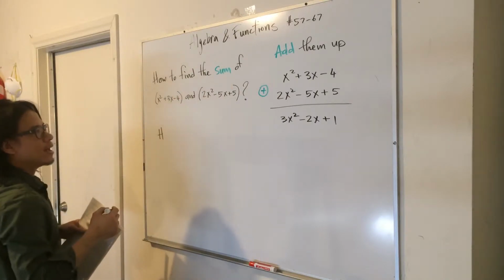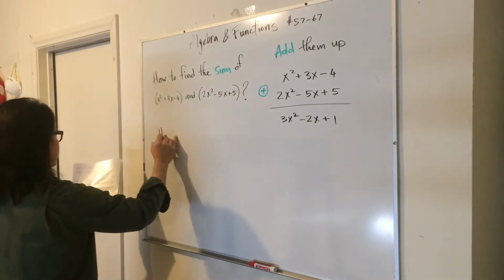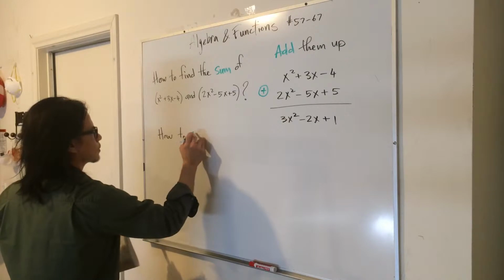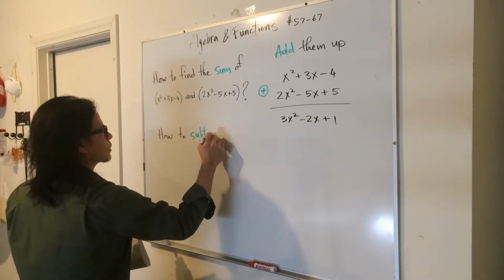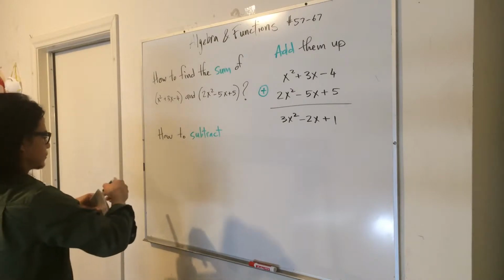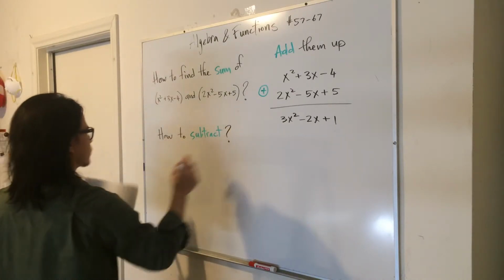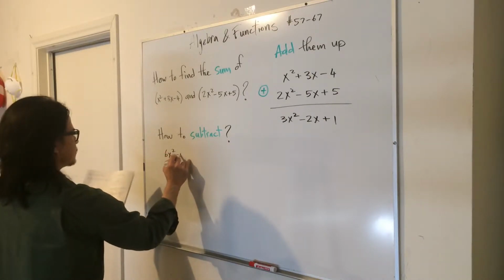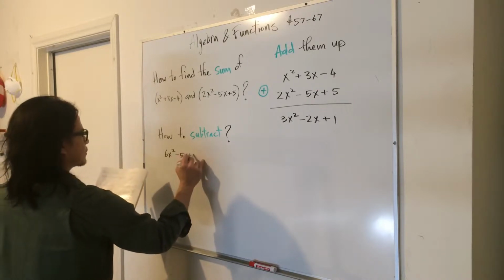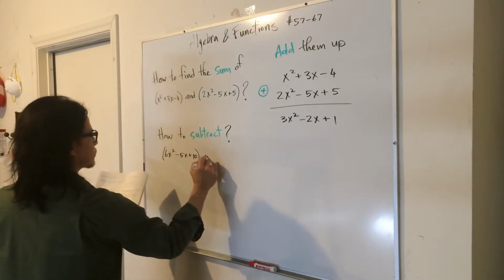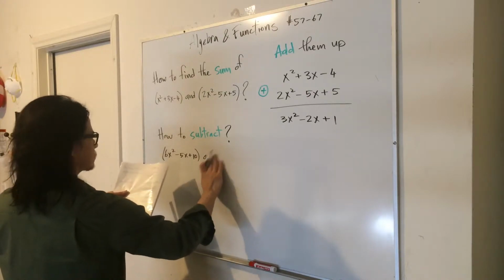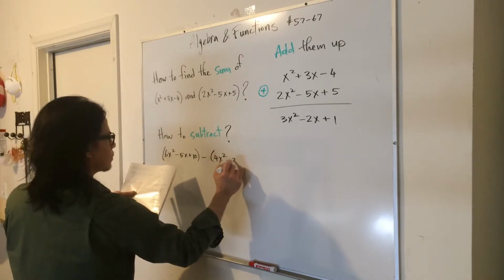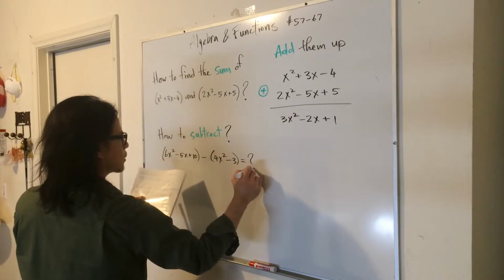Now that we know how to add, we're going to subtract polynomials, so let's look at it real quick. How to subtract polynomials. Like if you have 6x squared minus 5x plus 10, for example, how would you subtract these two guys here? Minus 3 equals 5.